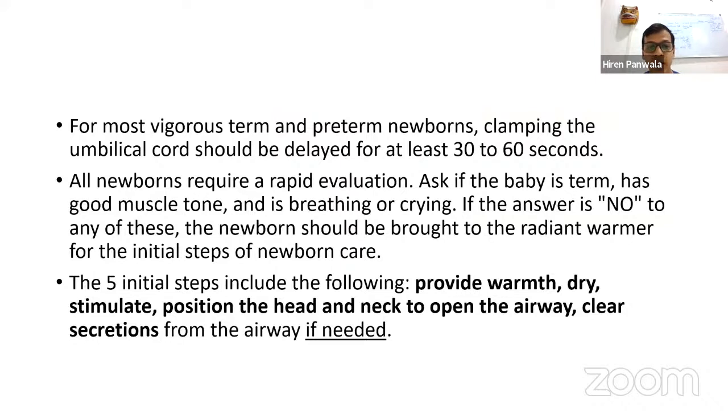If the answer is no to any of these, the newborn should be brought to the radiant warmer for the initial steps. And as we have discussed, the initial steps are providing warmth to the baby, drying the baby, stimulating, positioning the head and neck to open the airway, and clearing the secretions from the airway if needed.